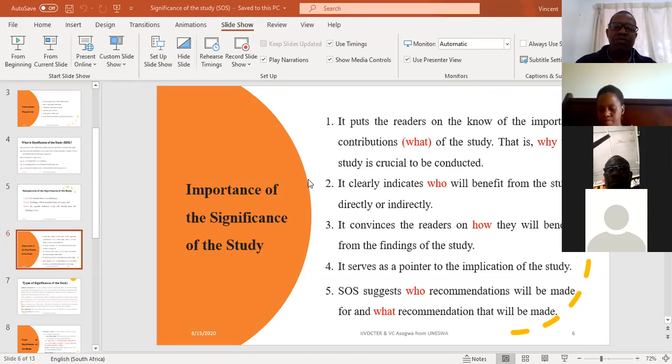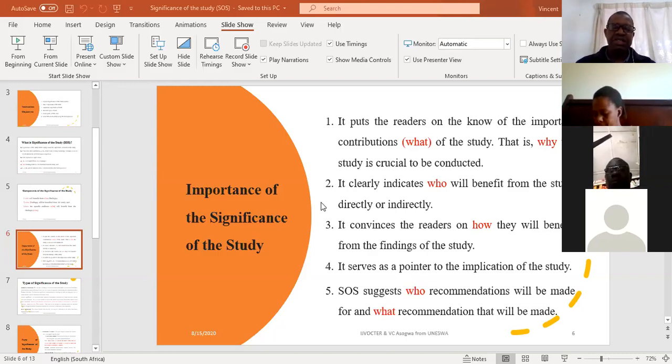Then it convinces the readers on how the process, step by step, what they should do in order to benefit from the study, how they should apply the findings of the study in order to benefit from the study. It serves as a pointer to the implication of the study. What does that mean? It means that it is only those that you said will benefit from the study that you are going to write the implications for them. If you did not mention them, you cannot say that this study has any implication for any of them.